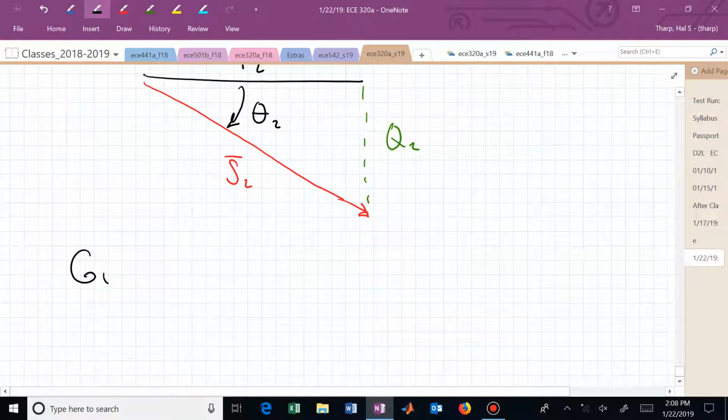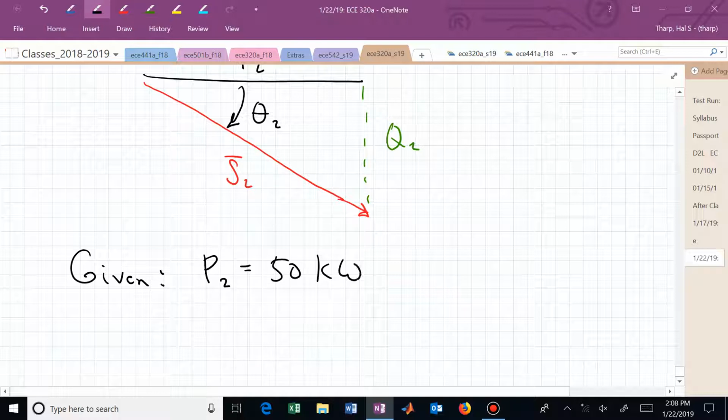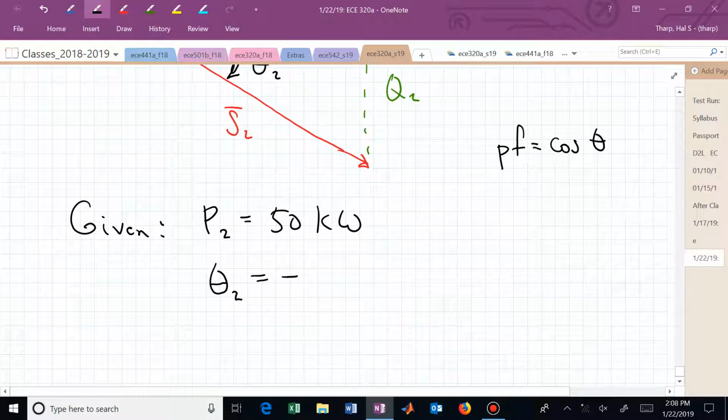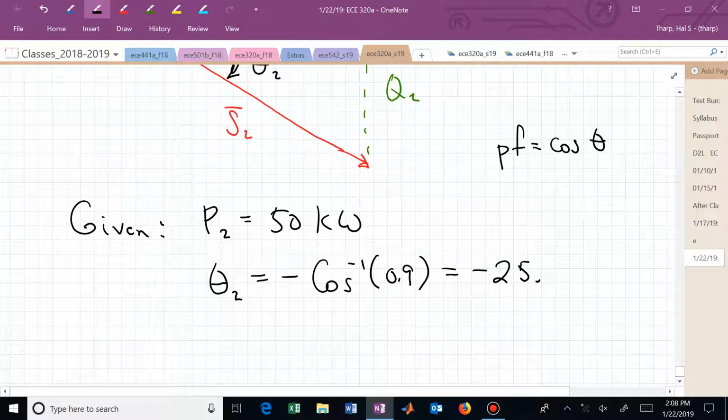In this case, we were given the real power of 50 kilowatts, and we were told indirectly what theta sub 2 was by the power factor. Again, the power factor is the cosine of that angle, and we were told that it was leading, so we know this angle is negative, and we take the inverse cosine of the power factor, which was 0.9, and we now know that we have an angle of minus 25.8 degrees.